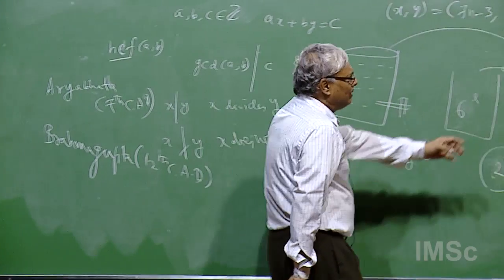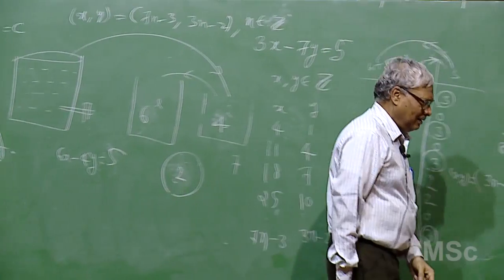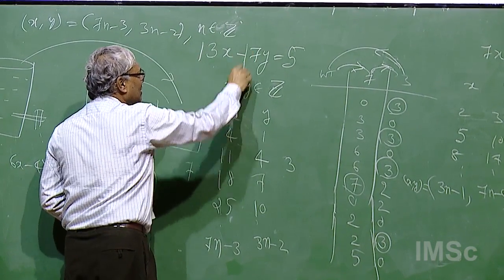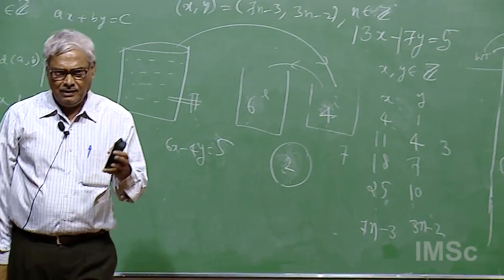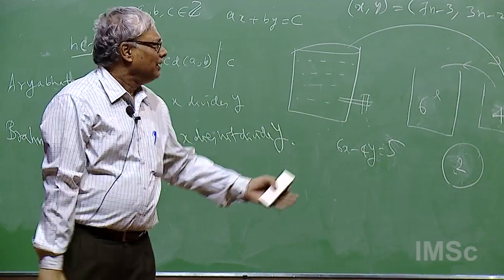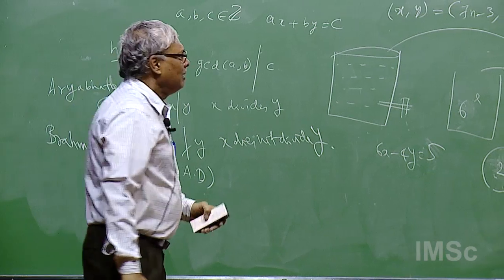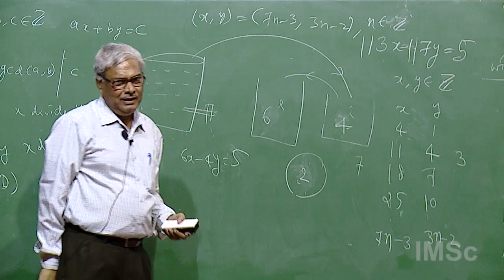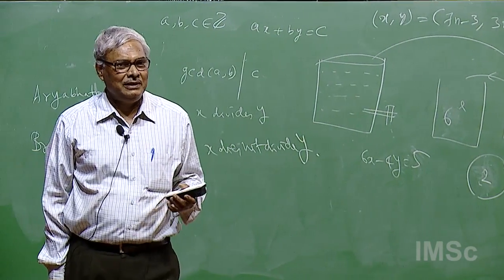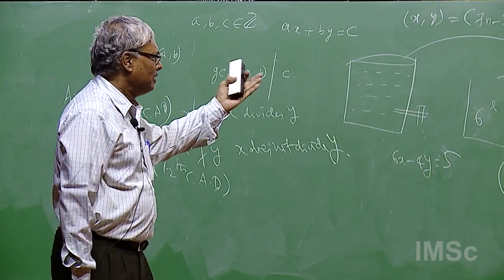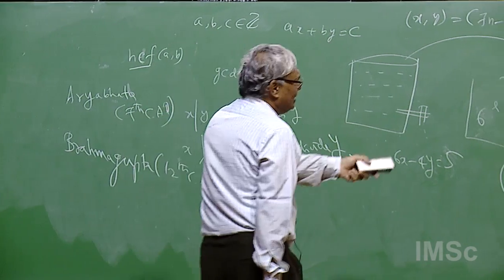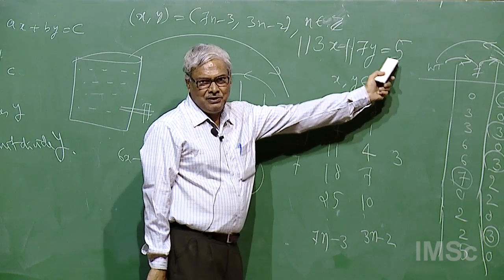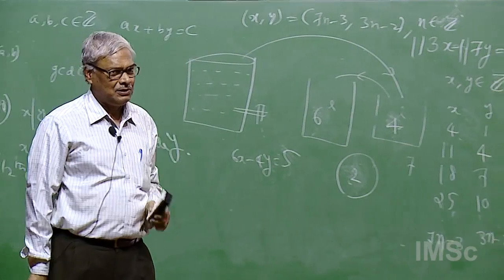Since these coefficients are very small, we are able to guess the solution, at least the simplest solution, quickly. Suppose I had written here 13x minus 17y equal to 5. Even then, it's not difficult to guess the solution because these are small numbers. But suppose I had 113 and 117, then the difficulty level increases because you're dealing with 3-digit numbers. You also see that 113 and 117 are still co-prime, and therefore their GCD is 1, and therefore that divides 5. So this must have an integer solution.